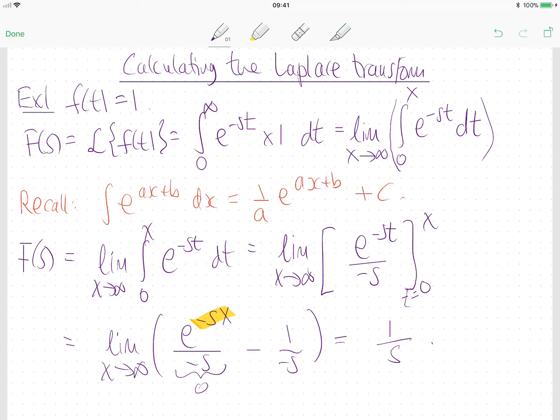And there you go. This is our first example of calculating the Laplace transform. We have shown that big F of s, the Laplace transform, is equal to 1 divided by s.